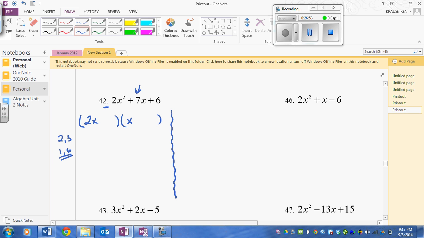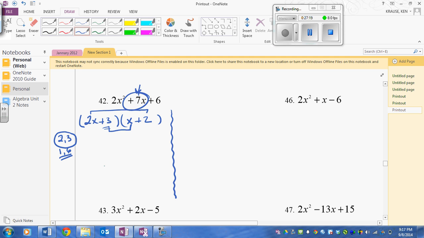So I'm going to try these first. Since I'm going to try 2, I know that 2 can't go in this set of parentheses right here. So I'm going to put the positive 2 here, and the positive 3 here. If I do that, there's 4x, and there's 3x, and there's my 7x. So I'm finished. There it is.